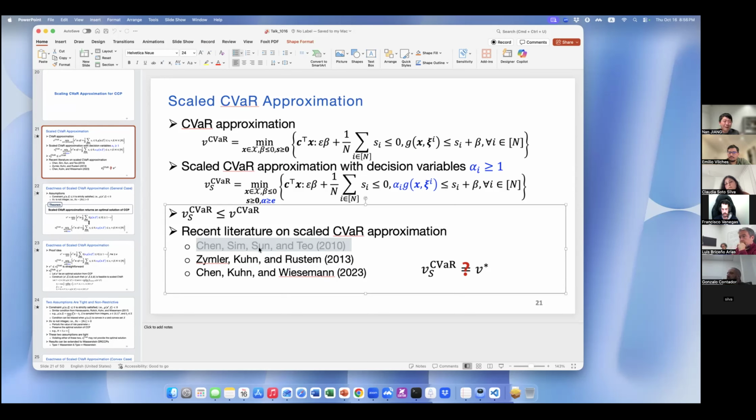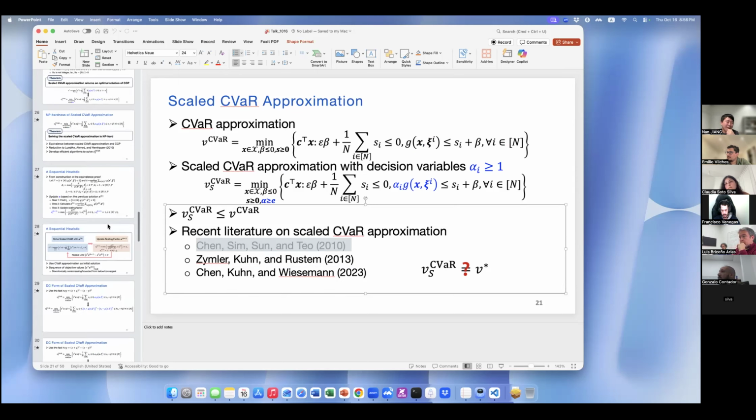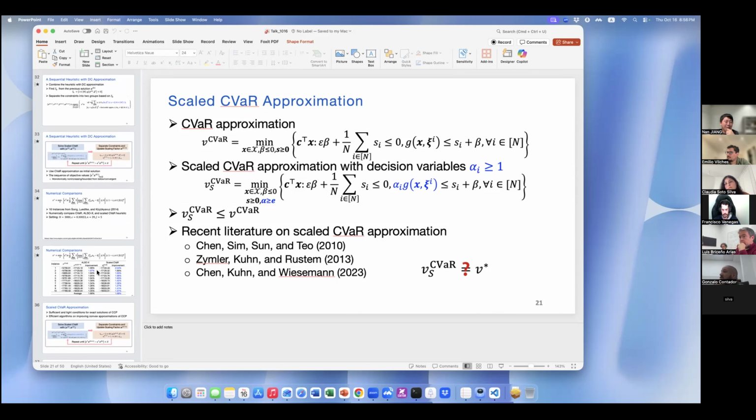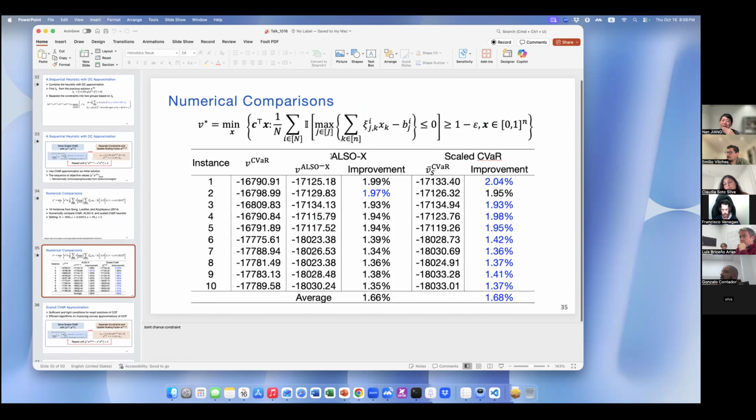But I do agree. We actually did some numerical studies. As we mentioned, for ALSO-X we can also do the corresponding scaling version. If we can scale the constraint in ALSO-X, maybe we can also get some improvement. We can see some numerical improvement, but we don't have any interesting theoretical result. Okay, thank you very much.